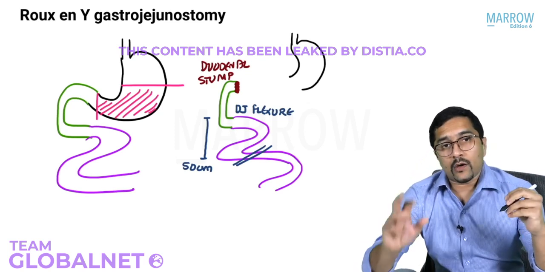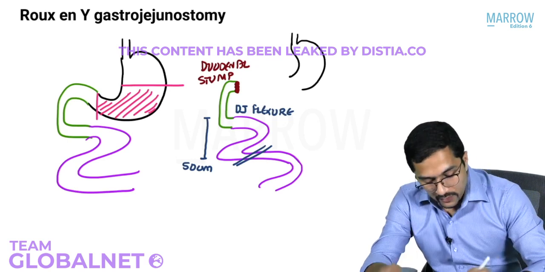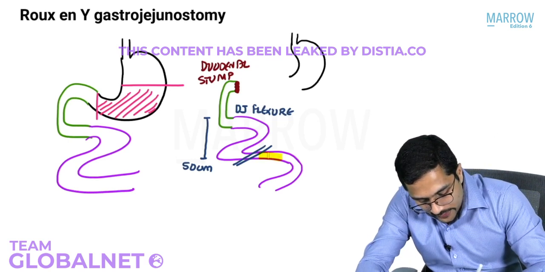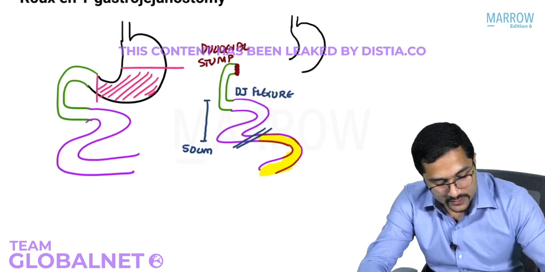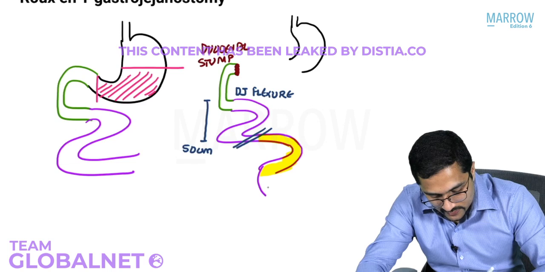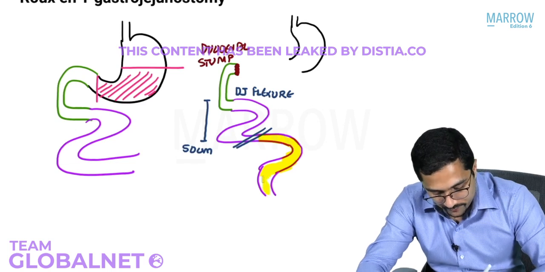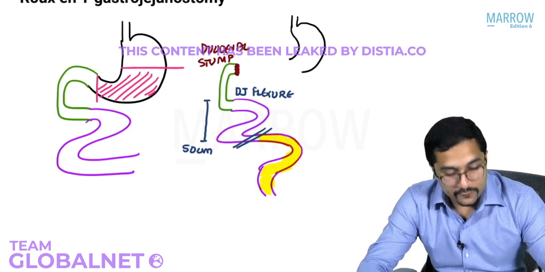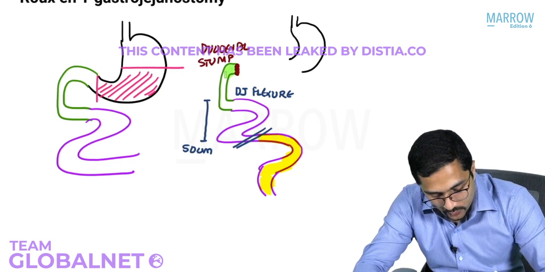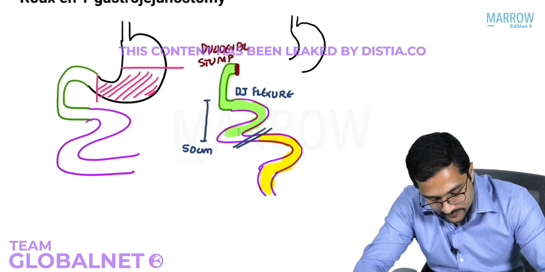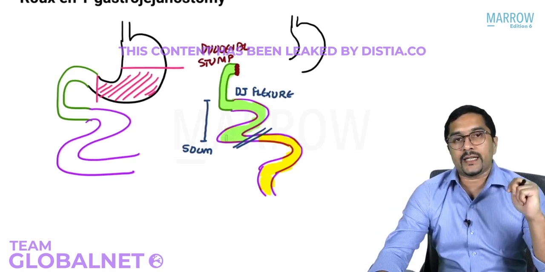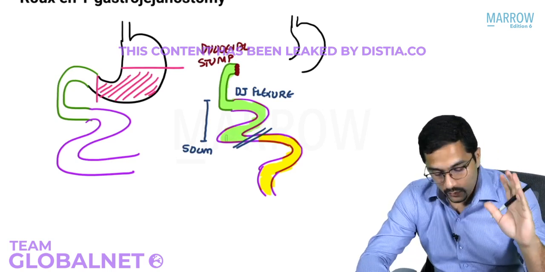Once I do this, now I have two portions of the jejunum. One portion of the jejunum is this yellow one, which is continuous with the ileum and the rest of the bowel. And the other 50 centimeters is attached to the duodenum, that I'm coloring as green.